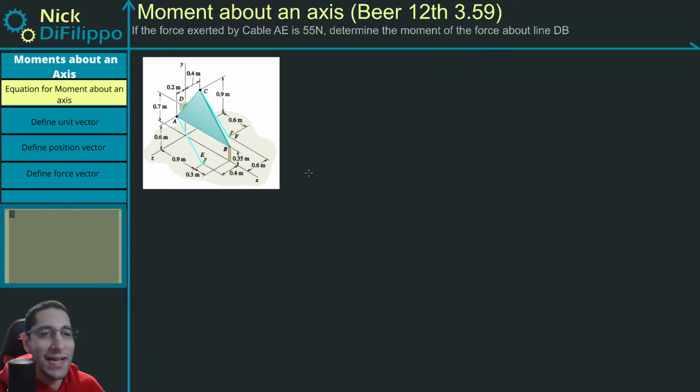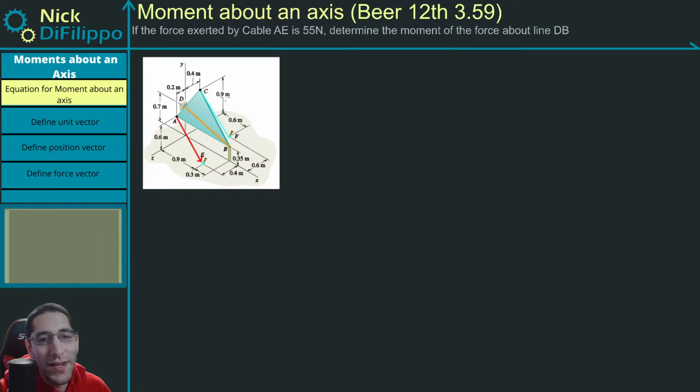In this problem, we are asked to figure out the moment a force along the line AE makes with the axis defined by DB. This is problem 3.59 from Beer, Vector Mechanics for Engineers, 12th edition. Now, what we need to see is that this is a 3D problem, and it was a complicated problem. There's a lot of dimensions, so I didn't want to try to recreate this problem and draw it. That's why I've just copied it.